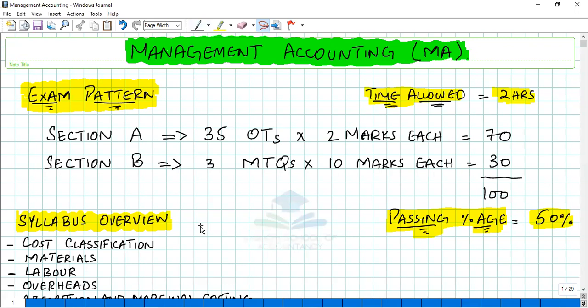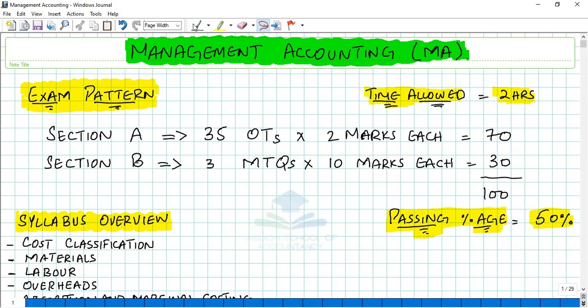Today we will discuss a bit about the management accounting exam, the exam pattern, what is the time allowed, the passing percentage, and we will have a syllabus overview. Okay, so it's like an orientation session.